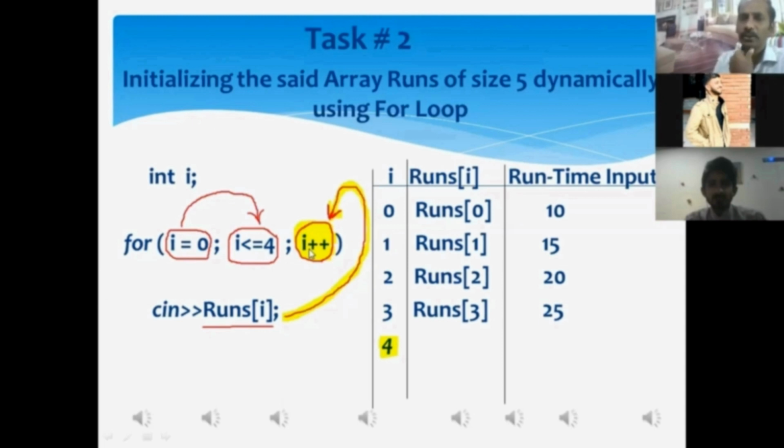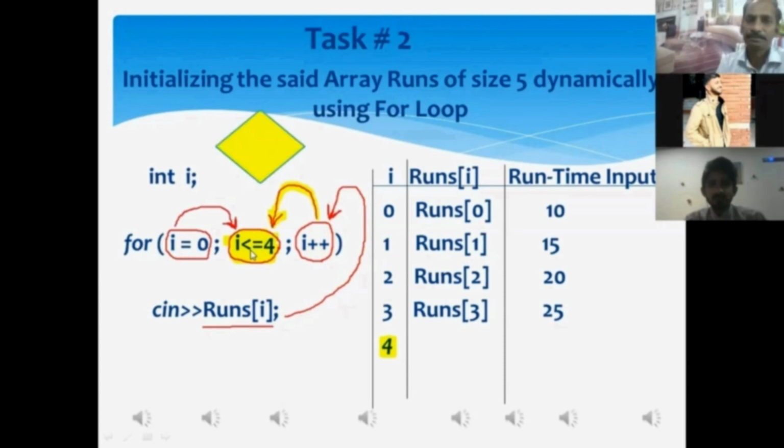The control of execution will be shifted to which statement? Sir, condition statement. Okay, condition statement. What is the current value of i? Sir, 4. Okay, put the current value of i, that one is 4, in the condition. What will the condition become? Sir, 4 less than or equal to 4. Okay, it will look like this. Tell me whether this condition is true or false.